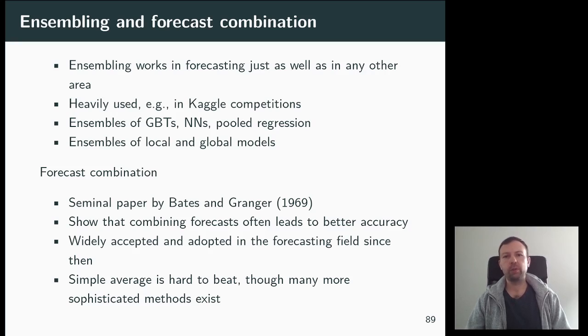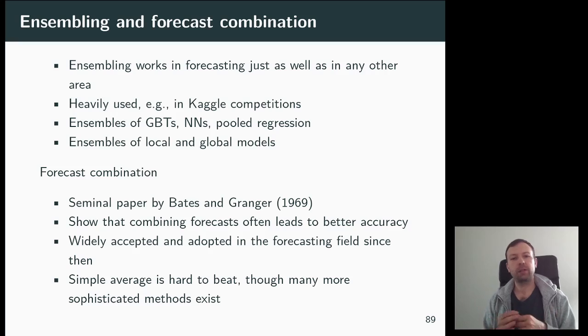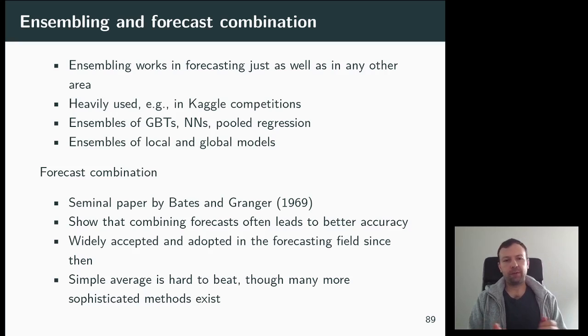You can also use pooled regression in that. We have recently worked with ensembles of local and global models. That works quite well. And yeah, just to recap, ensembling is well known in the forecasting literature under the keyword forecast combination. There was a seminal paper by Bates and Granger in 1969, where they basically show that combining forecasts often leads to better accuracy. So this finding has been widely accepted and adopted in the forecasting field since then.